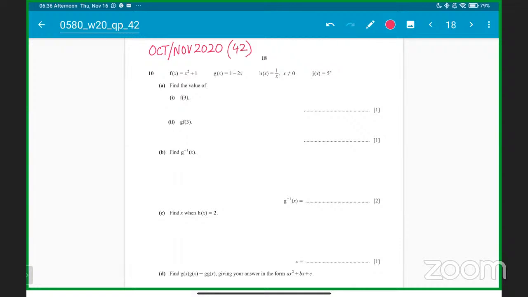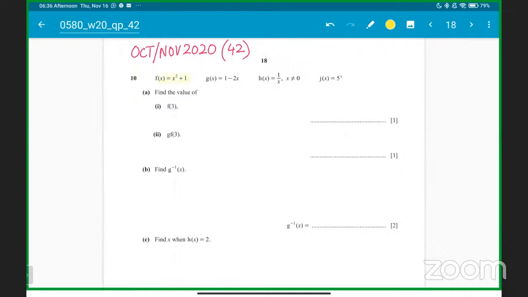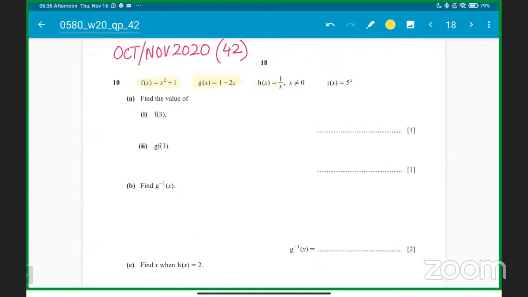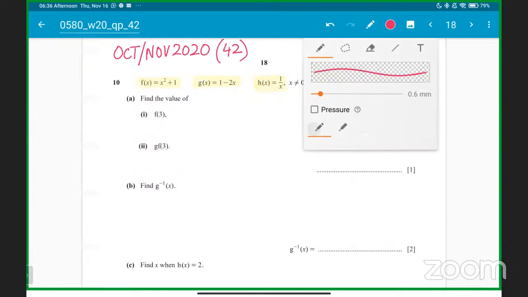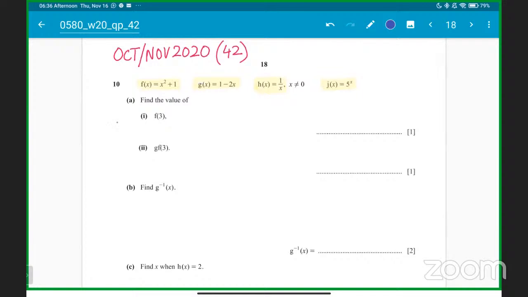Okay, everyone getting it? So the first thing is you have been given some functions. There is an f(x) function, there is the g(x) function, there is h(x) equal to 1 divided by x, and there is j(x) equal to 5 power x. So a lot of functions are there. First couple of parts are very simple. First one is very simple.